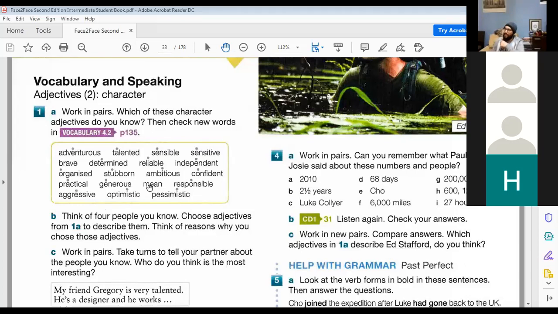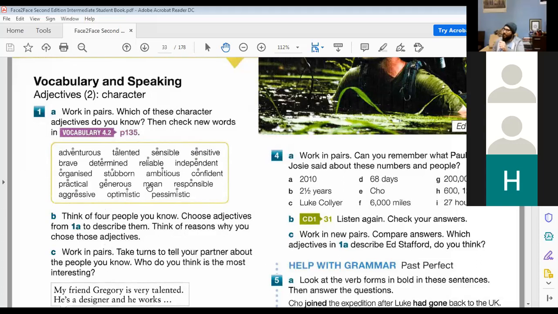You can use it actually. We can use mean as the opposite of nice, of kind. So mean can be used not only for money. Using it for money is correct actually, but we can use it even for character. Someone who's not nice, someone who's not kind, someone who's a little rude. If you get my idea.